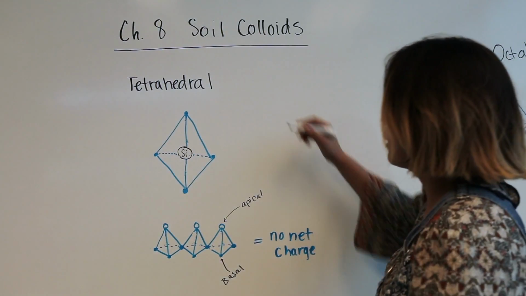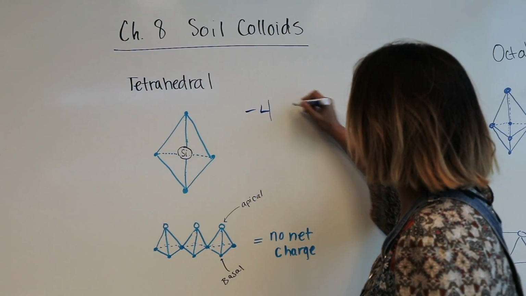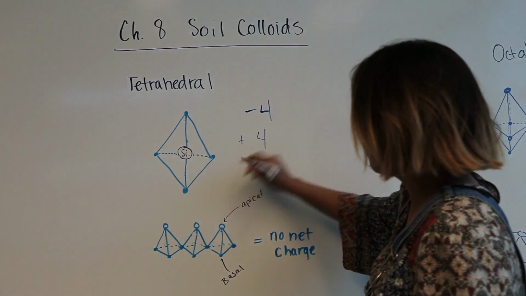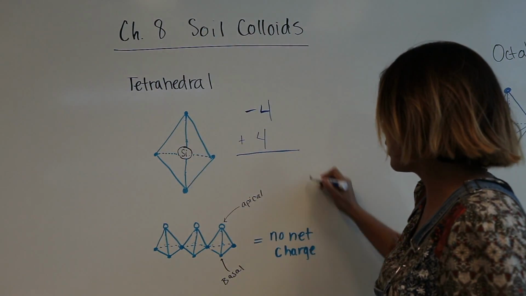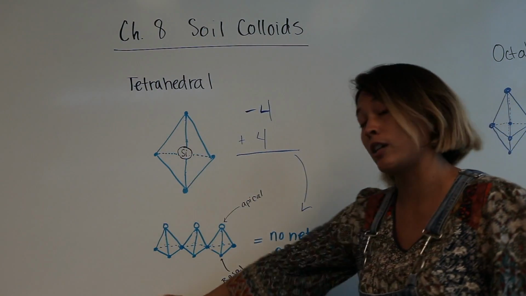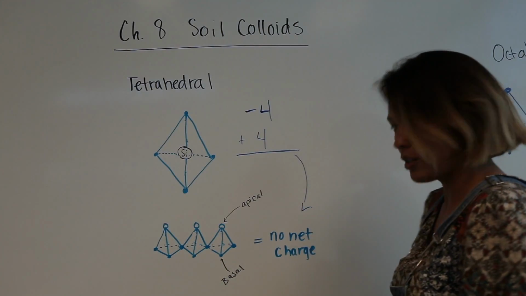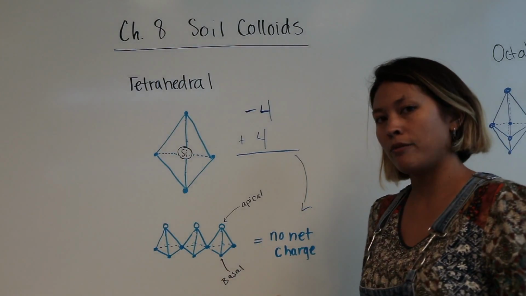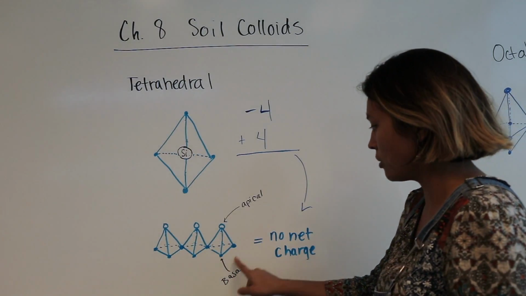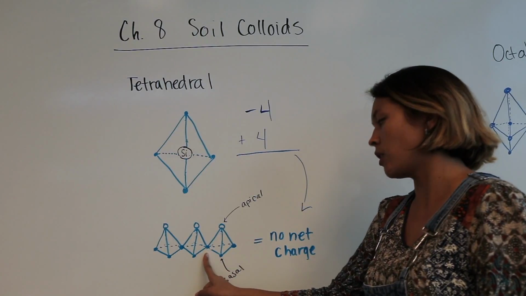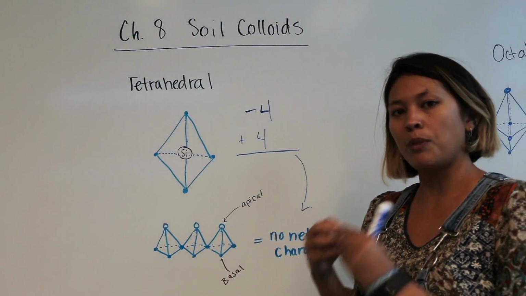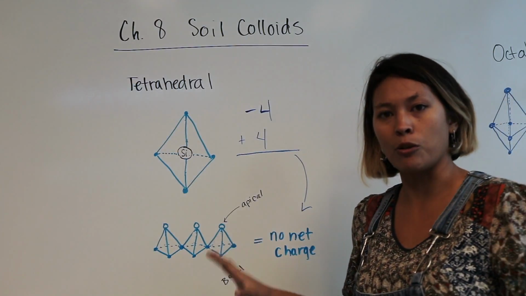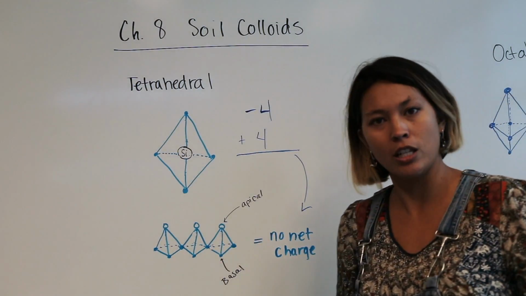So 4 negative charges of the oxygen plus the +4 from the silicon gives a no net charge in the tetrahedral sheet. And then another thing to note is the different oxygens within the tetrahedrals have different names. So the basal oxygens are the oxygens in the tetrahedral sheet that are bound to other tetrahedrals. The apical oxygens are oxygens that are bound to another sheet, like an octahedral sheet.